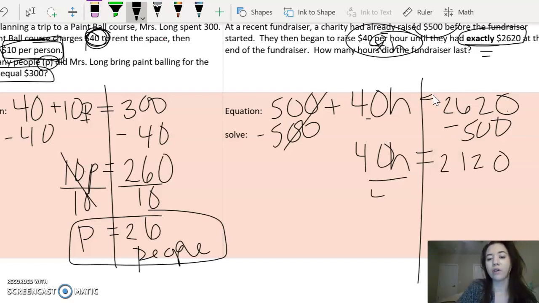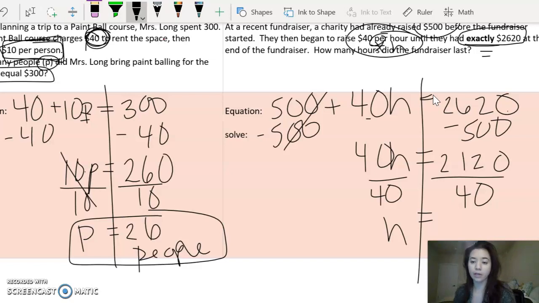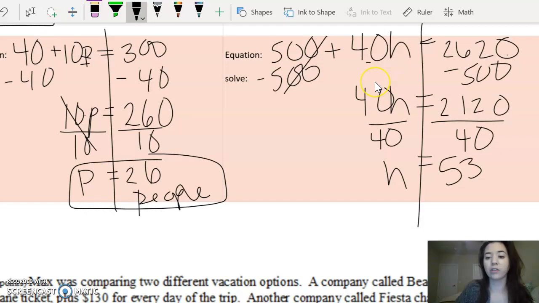And then now we divide this by 40. And we get H equals, I'm going to use a calculator because I am not going to do that in my head or show the work currently. 2120 divided by 40. And you get 53. So that means the fundraiser lasted for 53 hours.